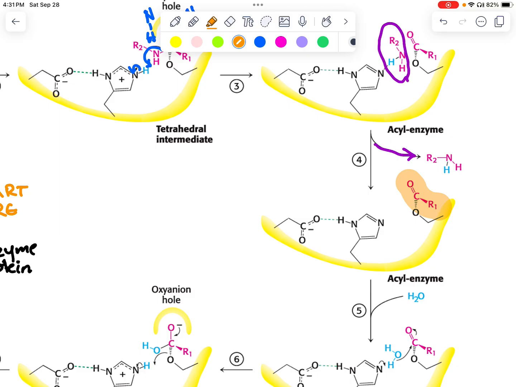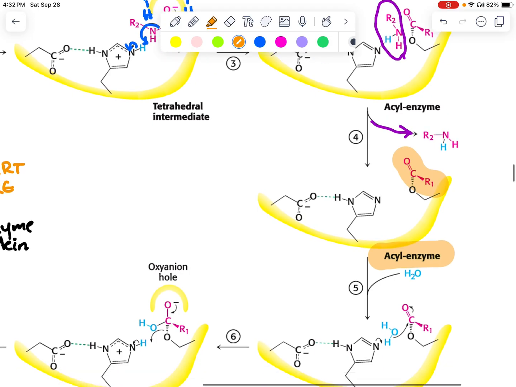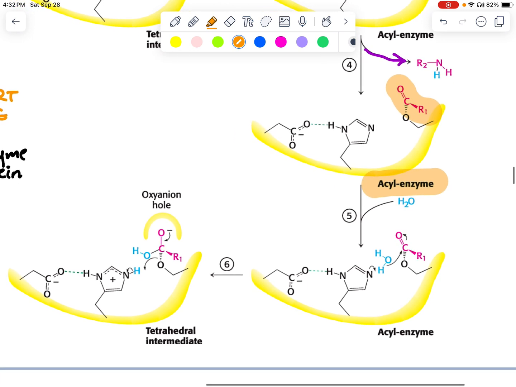Okay, we have that group still bound to that serine. Hence we're going to call this the acyl enzyme. So it's our enzyme, but it's got this other group in there that's going to prohibit other molecules from coming in. So we need to get rid of that if we're going to get our enzyme back.